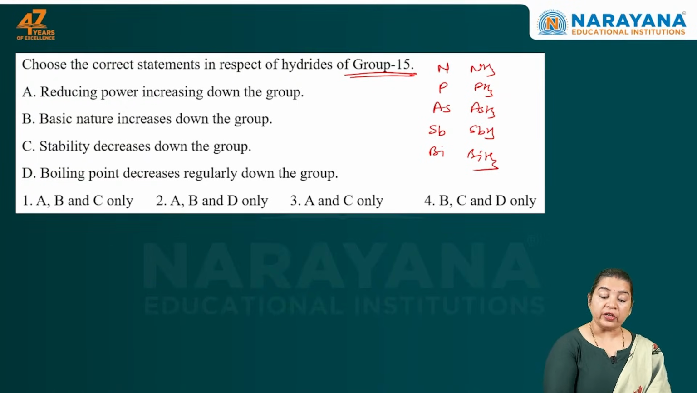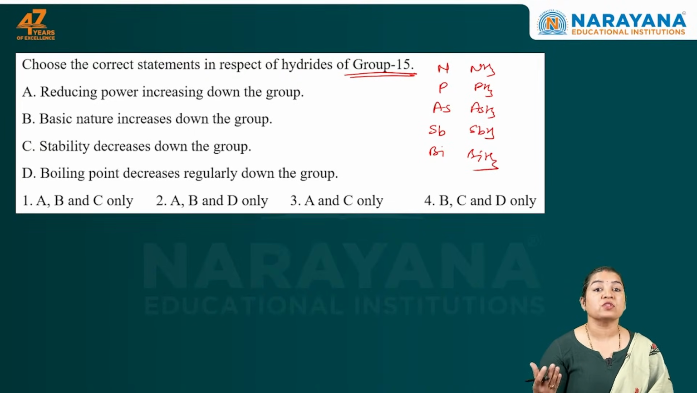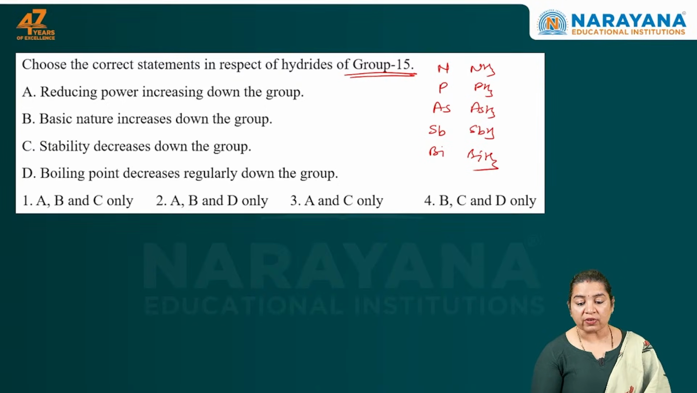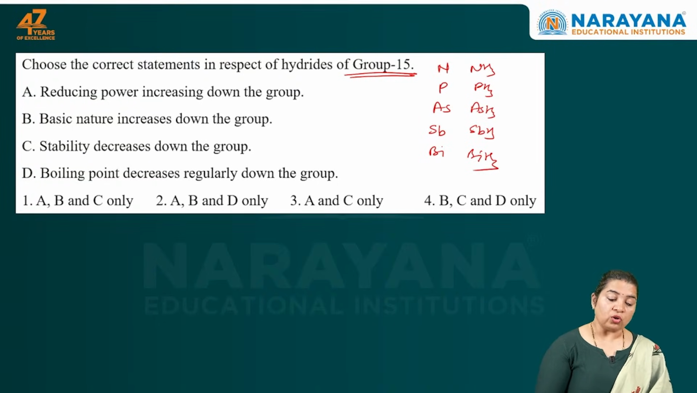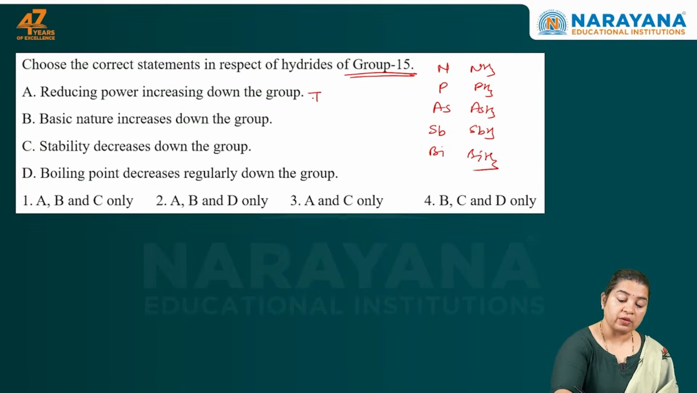Statement 1: reducing power increases down the group. Yes, as their thermal stability decreases, their capacity to reduce others increases. They become a source of hydrogen. BiH3 is the most unstable, and thus it is certainly an easier source of hydrogen as compared to ammonia. So reducing power increases down the group is a true statement.